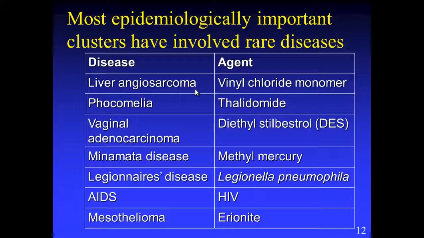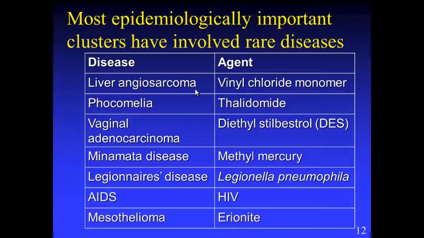angiosarcoma. This is a cancer of the lining of the blood vessels in the liver, and it is quite distinctly different from the much more common hepatocellular carcinoma, which can be caused by things like alcohol and hepatitis and so on.